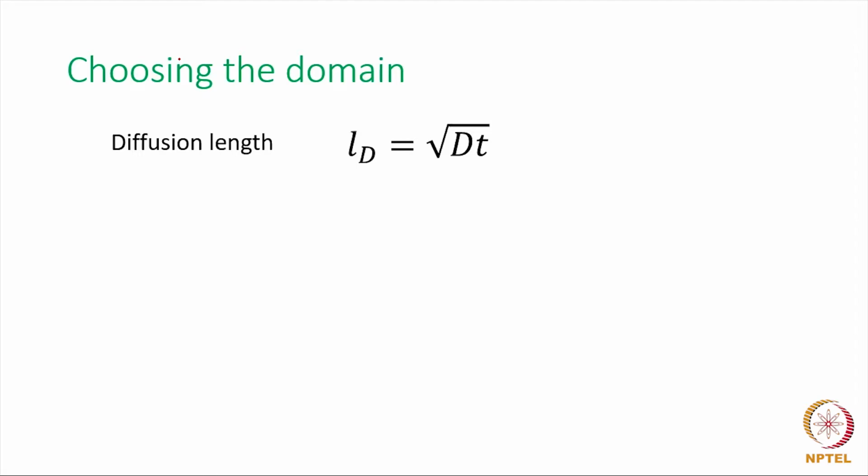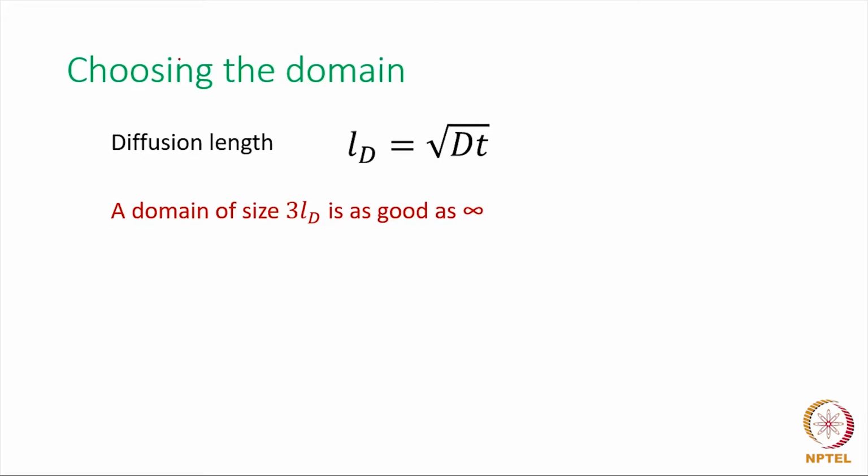So if you have diffusion of hydrogen in iron at 298 Kelvin, the diffusivity value is 1.6 into 10 to the power of minus 10 meters square per second, and if you were to look at 1 minute of the diffusion process, then LD will come to be roughly about 100 micrometers. And usually if the domain is about 3 times as big as the diffusion length, then we can assume the domain to be infinite, that is the length is very large.